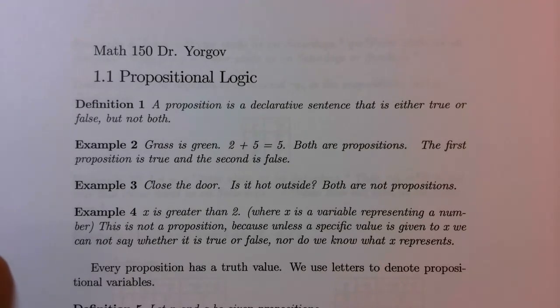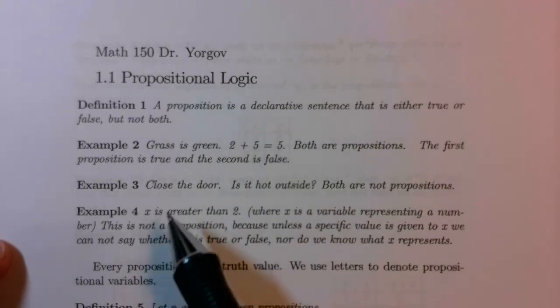Propositional logic. Definition 1. A proposition is a declarative sentence that is either true or false, but not both. And here we have some examples.